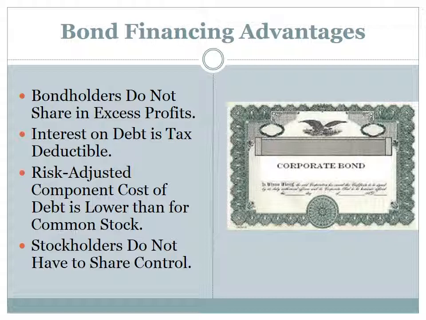Going up to that first point, the other nice thing about issuing bonds is you don't have to share your profits with bondholders. Bondholders simply get their interest each 6 months or annually, whichever the bond dictates, and then that's it. So if you have a particularly great year, your shareholders get all that excess profit. The third point there, the risk-adjusted component cost of debt is lower than for common stock.